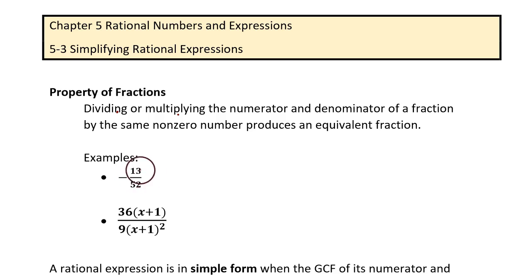For example, negative 13 out of 52 can be reduced by dividing the top by 13 and the bottom by 13, giving the answer negative 1/4. That is equivalent to the original fraction. The second fraction can be simplified by reducing the 36 and 9 by dividing them both by 9, and reducing the variable factors by dividing them both by x plus 1.